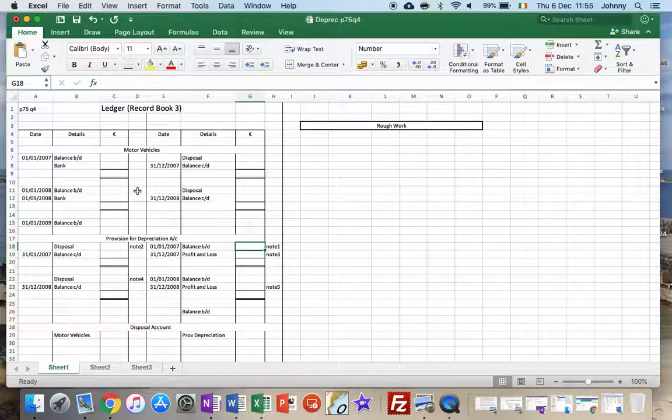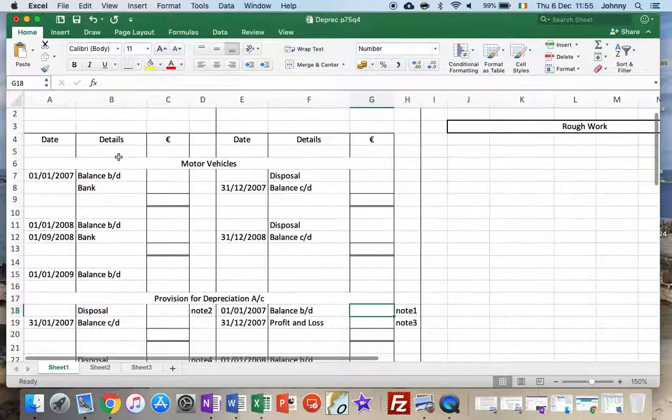Before you start the question, I would lay out these 3 different accounts. Lay those accounts out first, and once they are laid out, then you can start getting the information and putting it into the accounts. So we start off with the motor vehicles account. This is going to be question 4 on page 75.